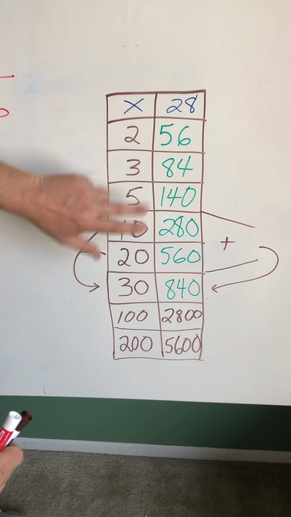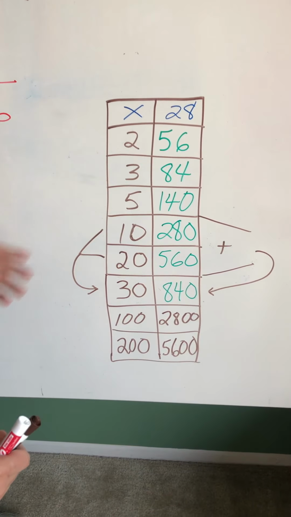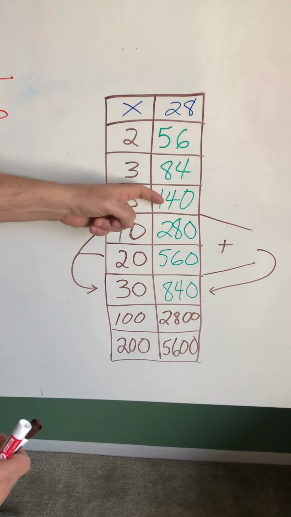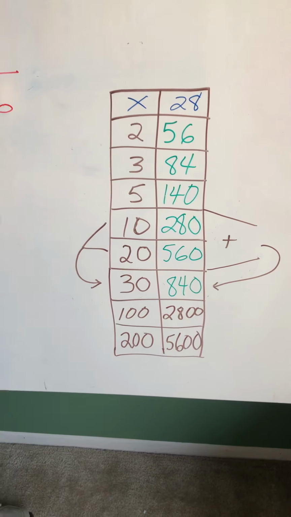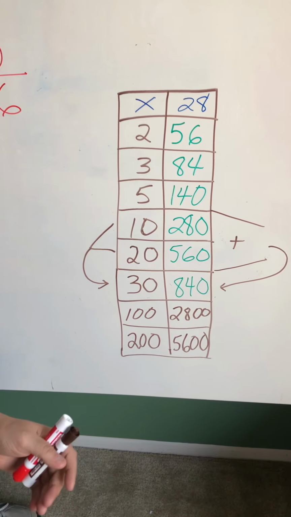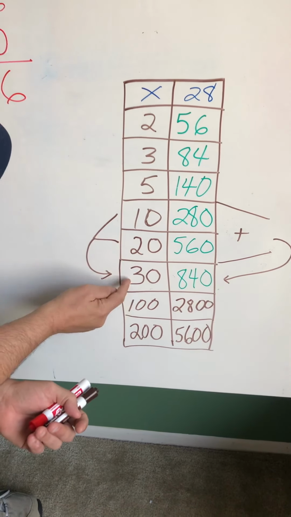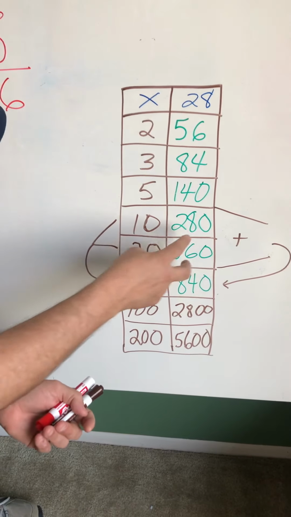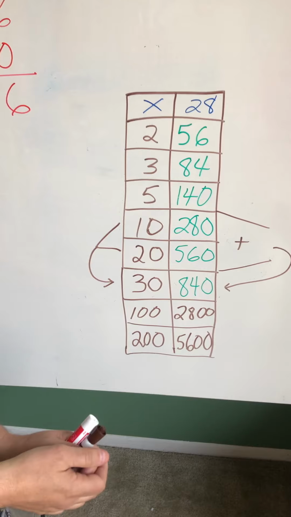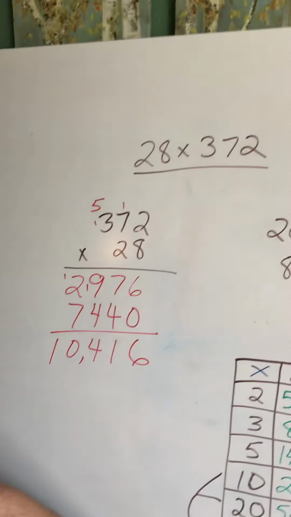And then I added those together to get 5. So 5 times 28 is 140. And then if I went from 5 to 10, I double, 140 doubled is 280. So you guys know that 10 times 28 is 280. Then I doubled again. To get 30, I used 10 and 20, and I added those together and got 840. And then I started thinking, but I have to get up to 372 on this side.